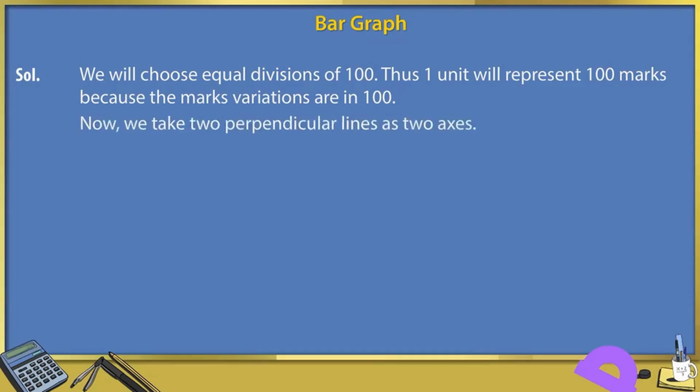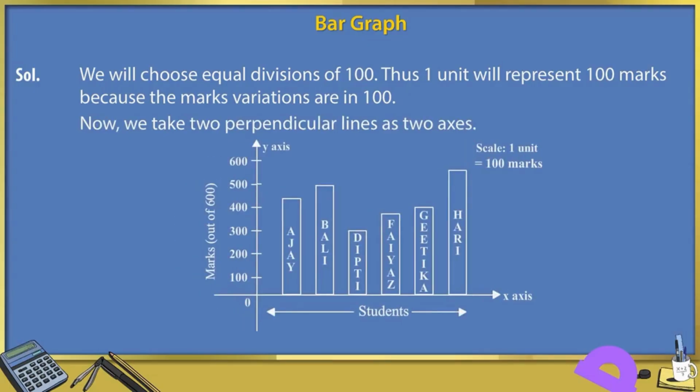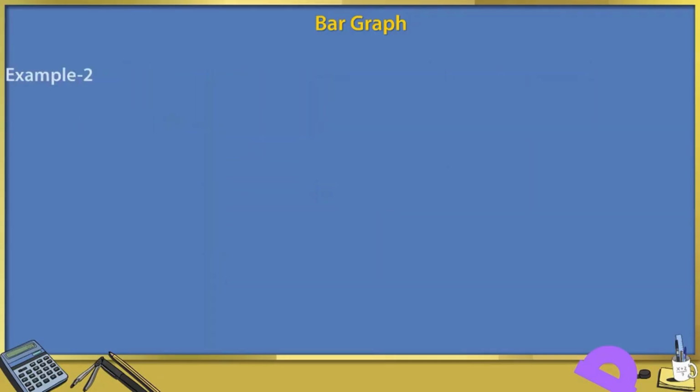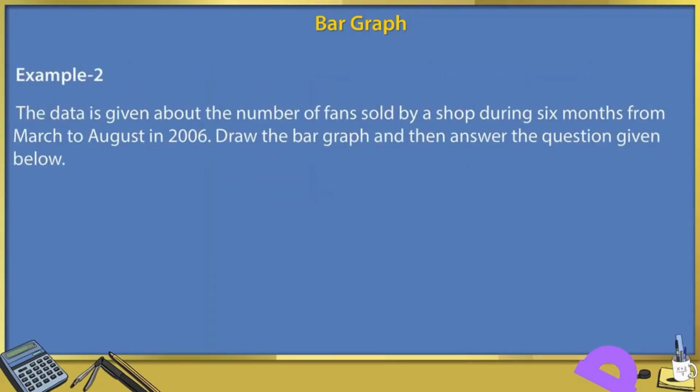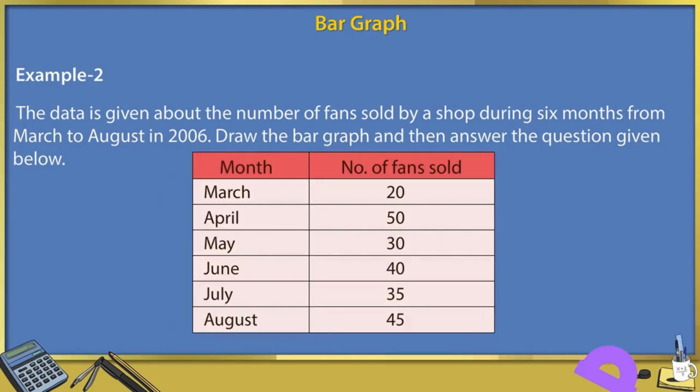Now, we take two perpendicular lines as two axes. X-axis students, y-axis marks out of 600. Scale 1 unit is equal to 100 marks. Example 2. The data is given about the number of fans sold by a shop during 6 months from March to August in 2006. Draw the bar graph and then answer the questions given below.